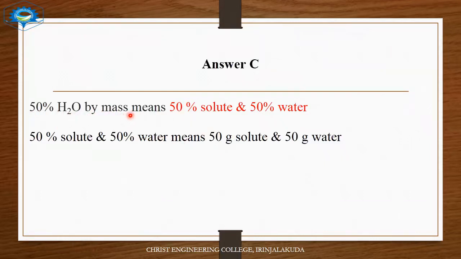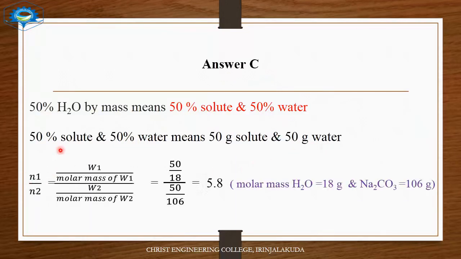So 50% water by mass means 50% solute, 50% water. Then what will be the 50% solute? 50 gram in 100 gram solution. What will be the 50% water? 50 gram water in 100 gram solution.